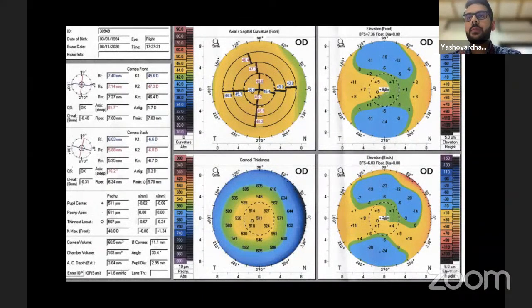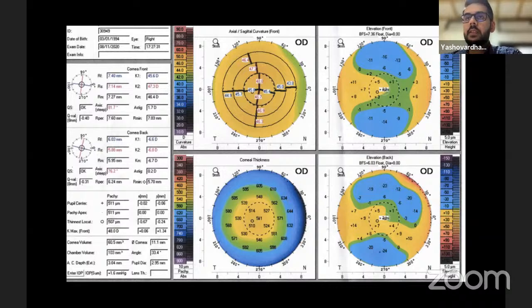Yes, sir. So this is a Pentacam quad map of a patient with the right eye being examined in this particular image. The K1 value mentioned here is 45.6 diopters and K2 value is 47.3 diopters, which is towards the steeper side. KM is 46.4 diopters. QS is okay, and Q value is minus 0.4. So it's a decently recorded study.